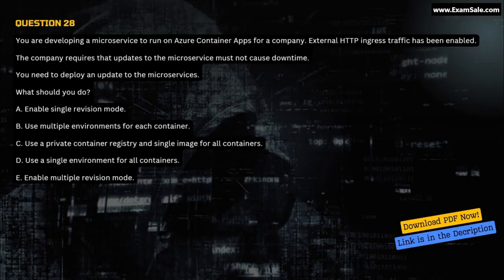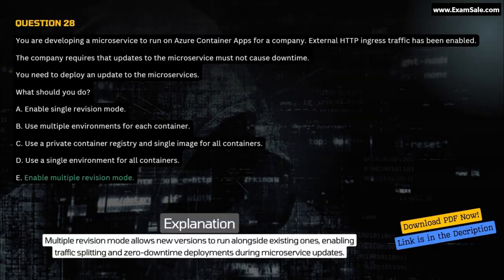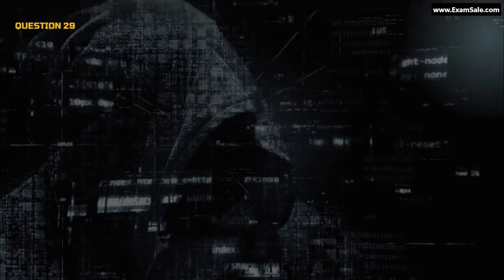Enable single revision mode. B. Use multiple environments for each container. C. Use a private container registry and single image for all containers. D. Use a single environment for all containers. E. Enable multiple revision mode. Correct answer E. Enable multiple revision mode. Explanation. Multiple revision mode allows new versions to run alongside existing ones, enabling traffic splitting and zero downtime deployments during microservice updates. Question 29.